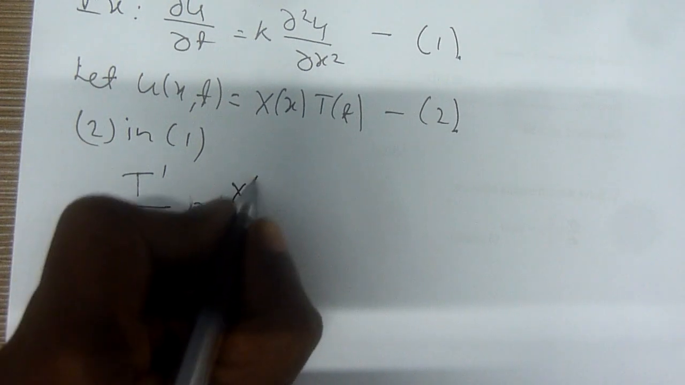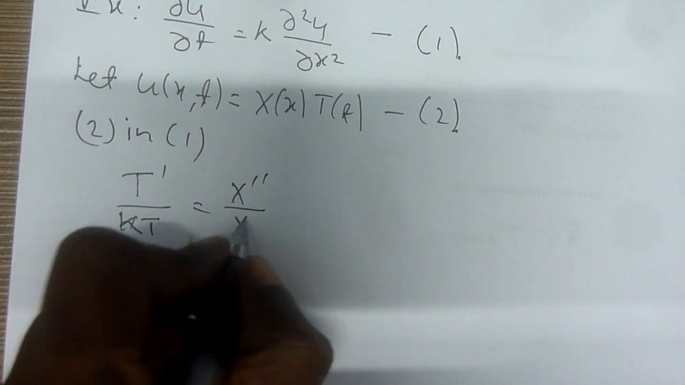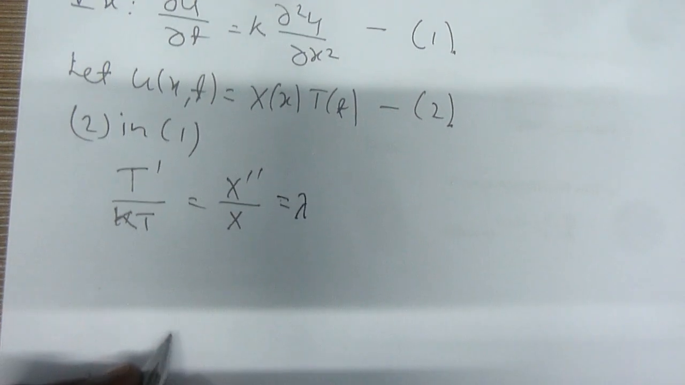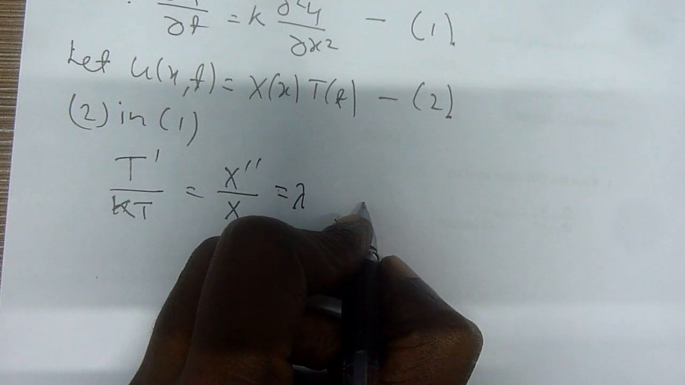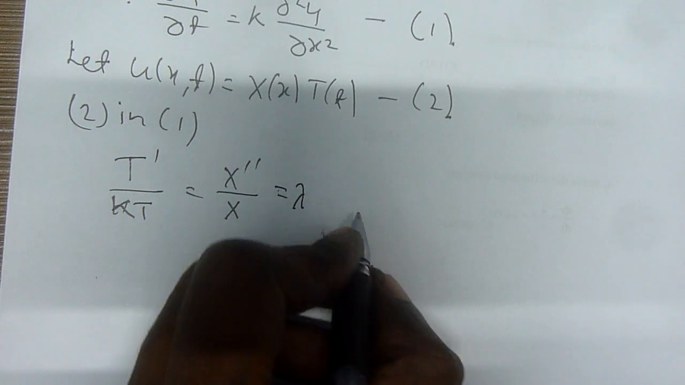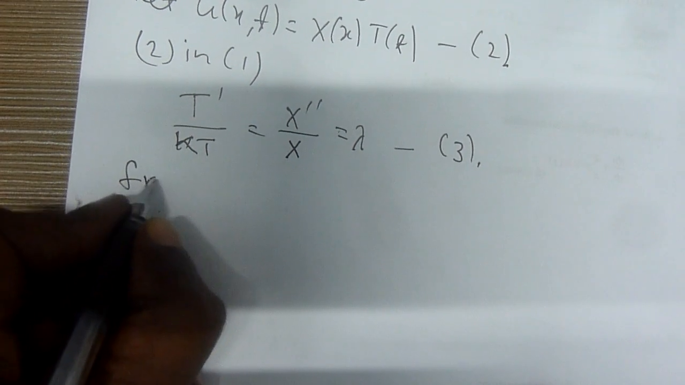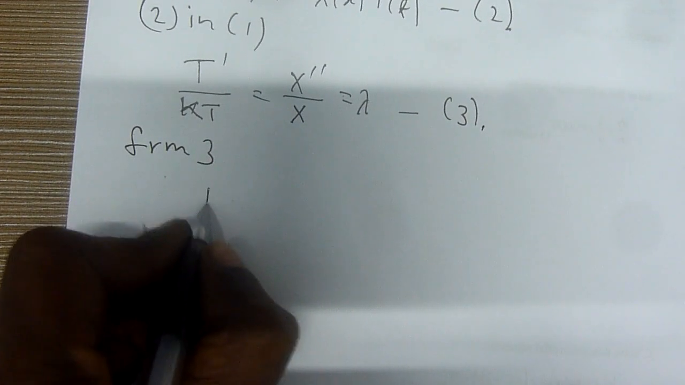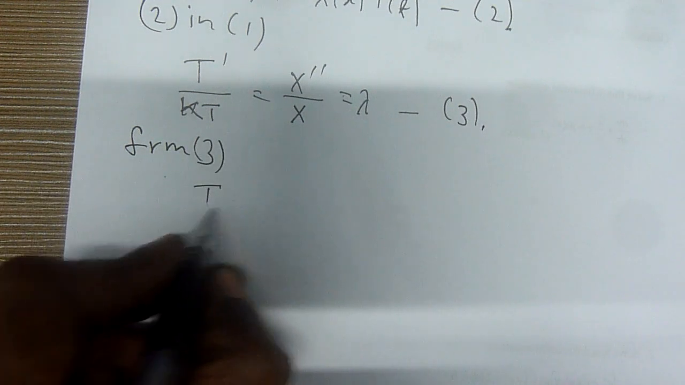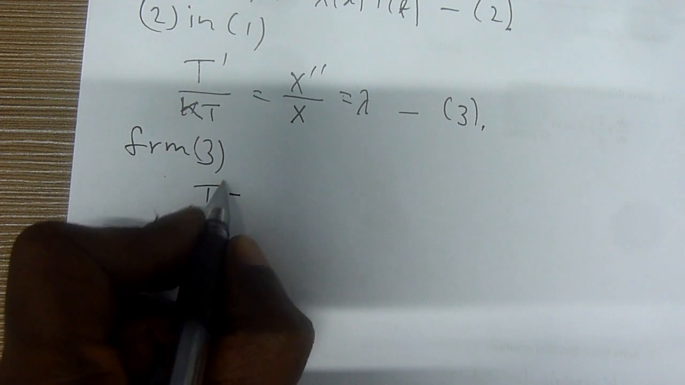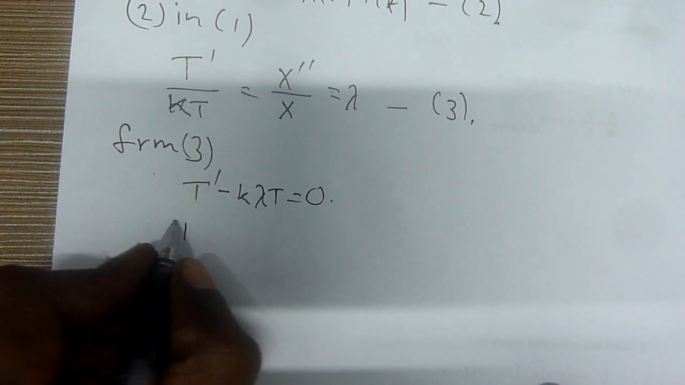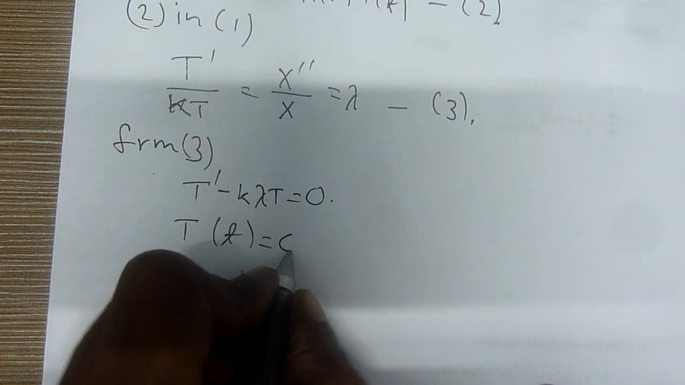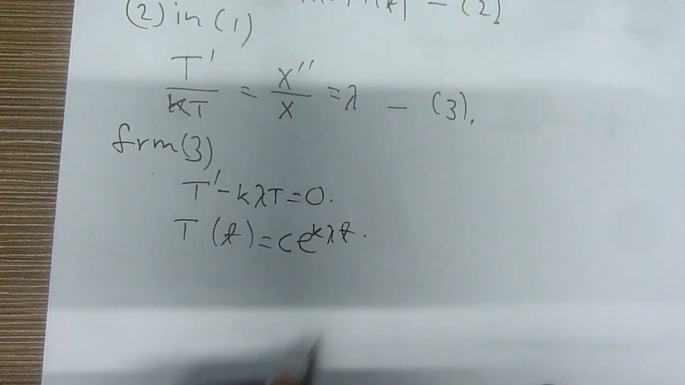I will go a little bit faster. X''/X equals lambda. Since we already learned before, the lambda I represent with p squared. Remember? But leave it for now. From 3, I can solve for T. T' equals k lambda T, and therefore I get T equals c e^(k lambda t).